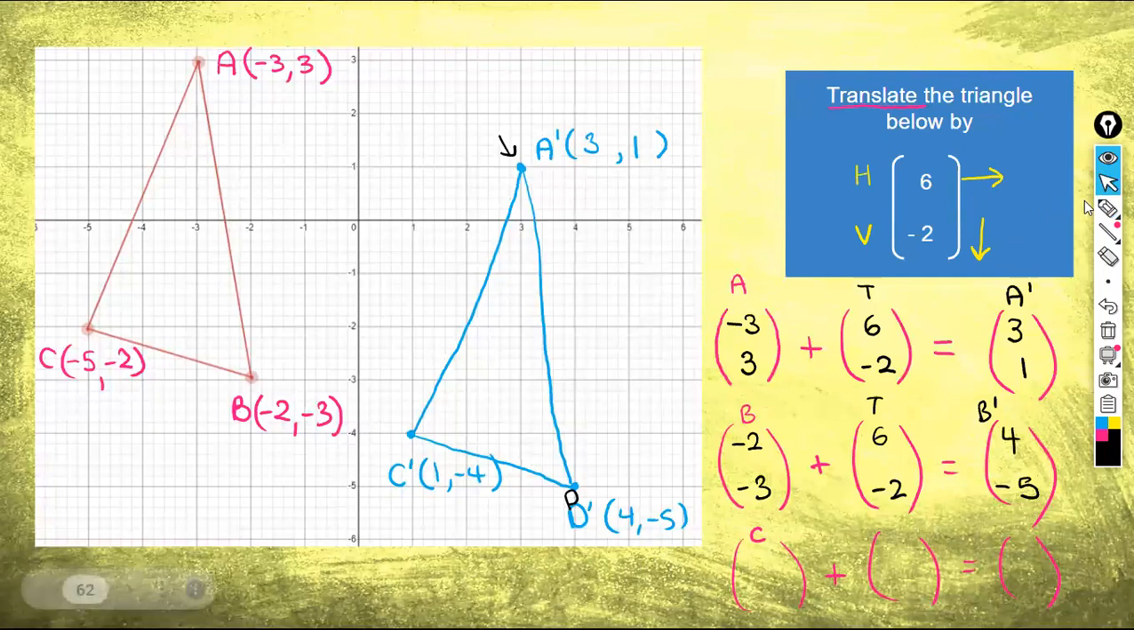And of course, I guarantee you, if I do the same thing for point C, minus 5, minus 2, and I apply the same translation, minus 5 plus 6 is 1. Minus 2 plus minus 2 is minus 4. We get the same answer for C prime here. To me, I find this way easier. I know some of y'all don't mind counting it, right?